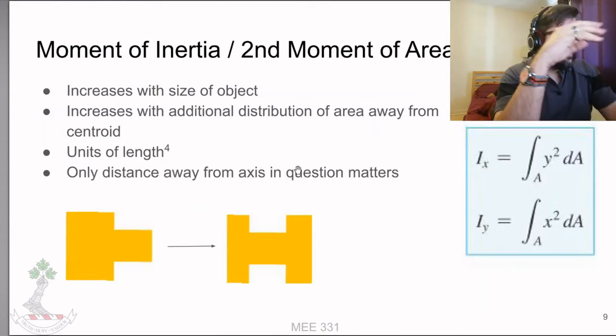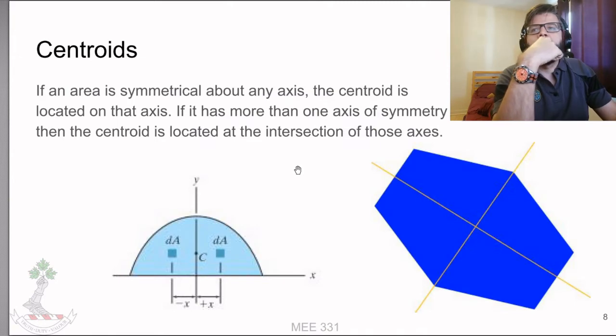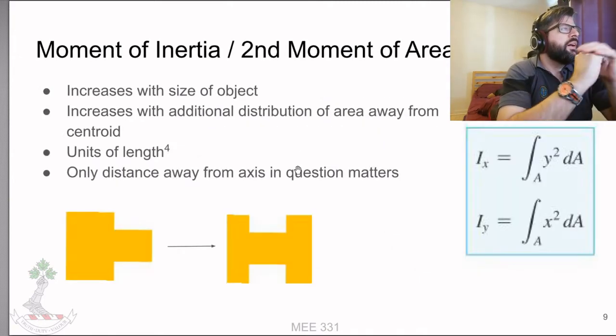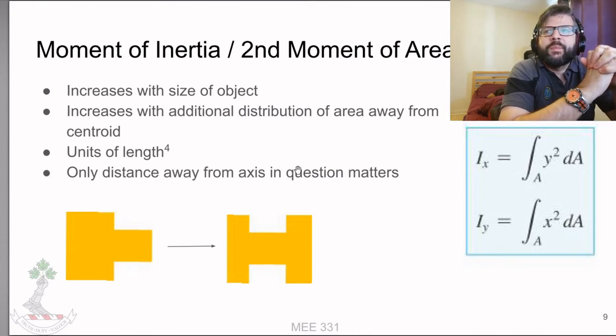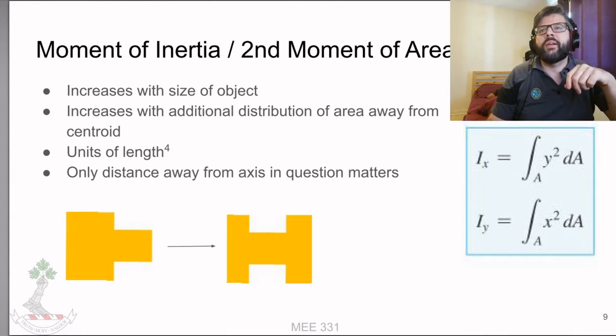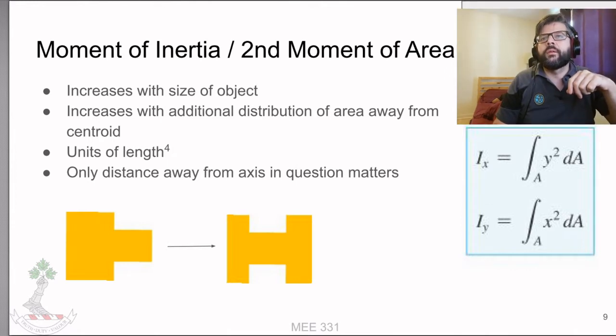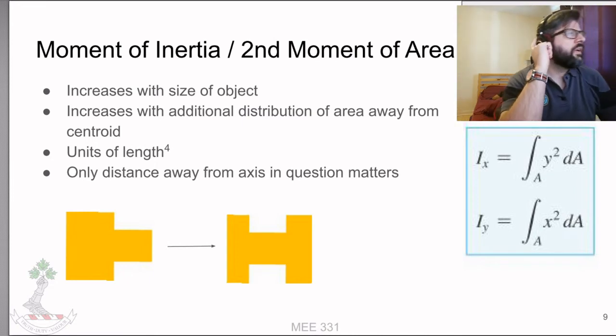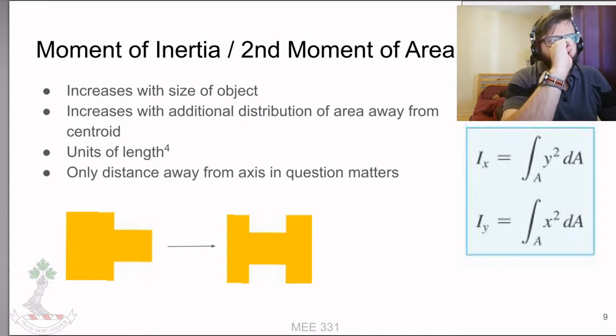So that's basically how we locate the centroid, which is fairly important. The next concept we'll be talking about is the moment of inertia, or the second moment of area. The second moment of inertia increases with the size of the object, but it also increases with having distribution away from the centroid.